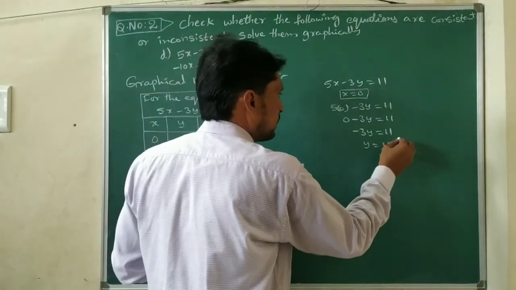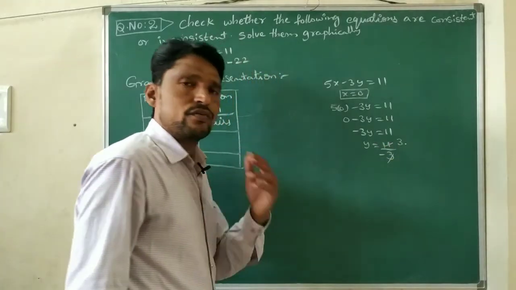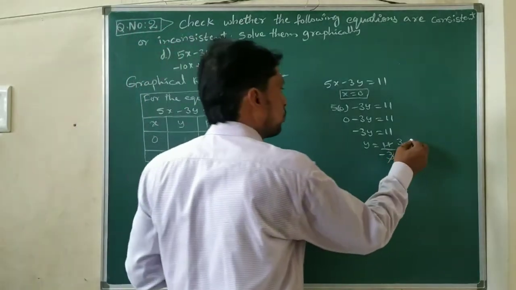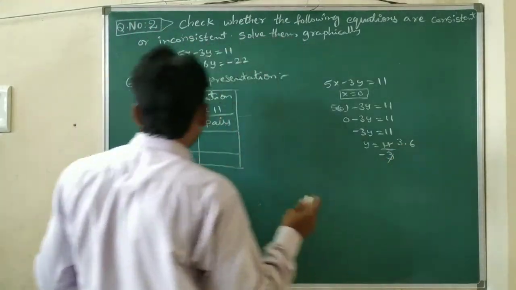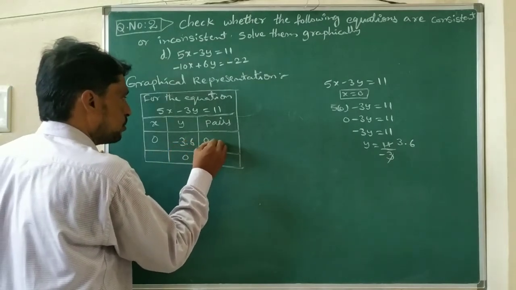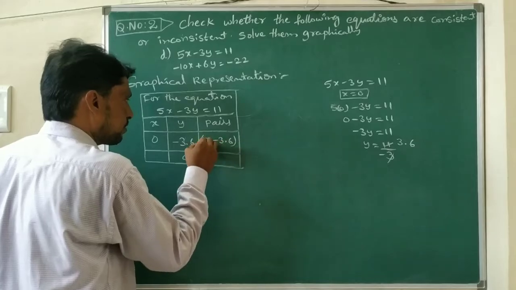So 3 1s are 3, 3 3s are 9. 3 3s are 9 means we are getting 2 as a remainder. Point means it will be 20. So 3 6s are 18, means we are getting minus 3.6. That pair becomes 0 comma minus 3.6.